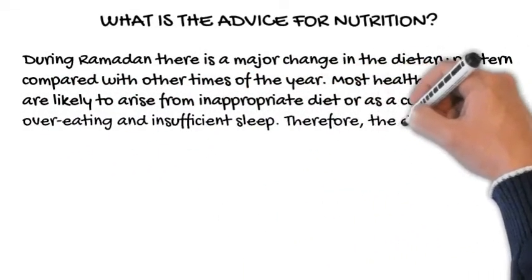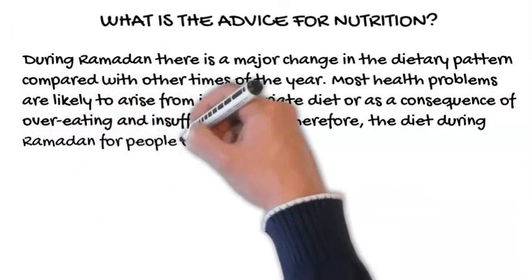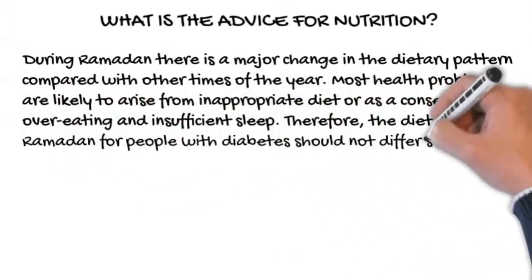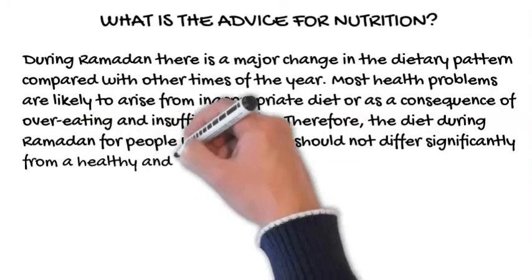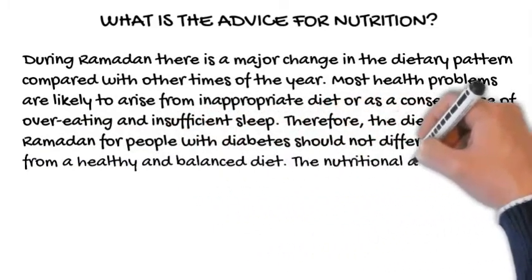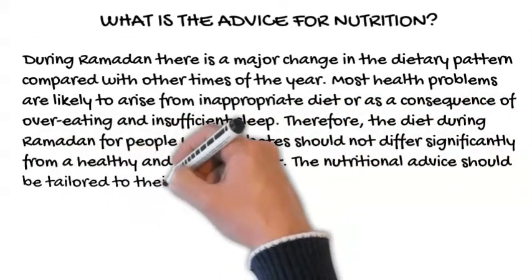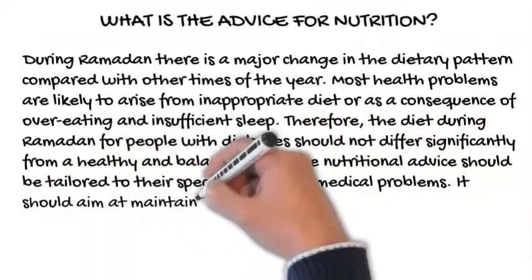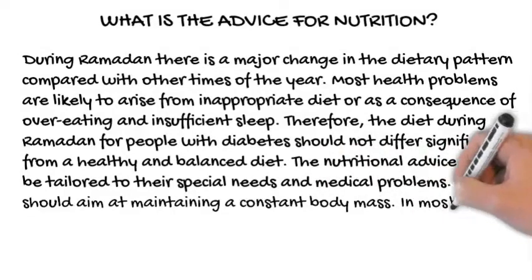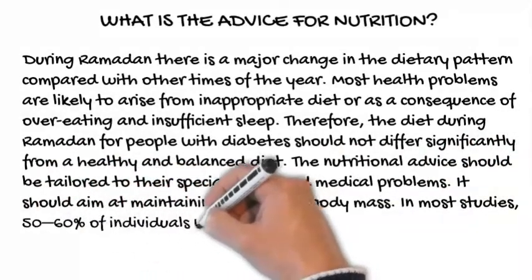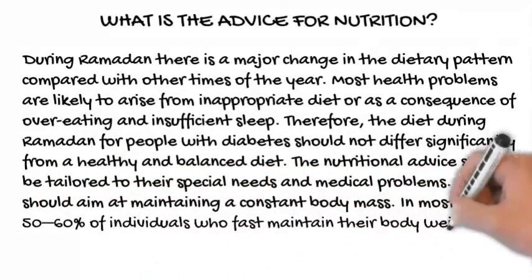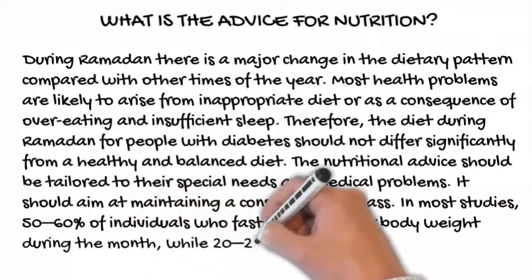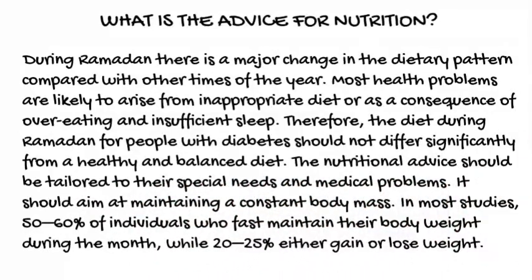Therefore, the diet during Ramadan for people with diabetes should not differ significantly from a healthy and balanced diet. The nutritional advice should be tailored to their special needs and medical problems. It should aim at maintaining a constant body mass. In most studies, 50 to 60% of individuals who fast maintain their body weight during the month, while 20 to 25% either gain or lose weight.